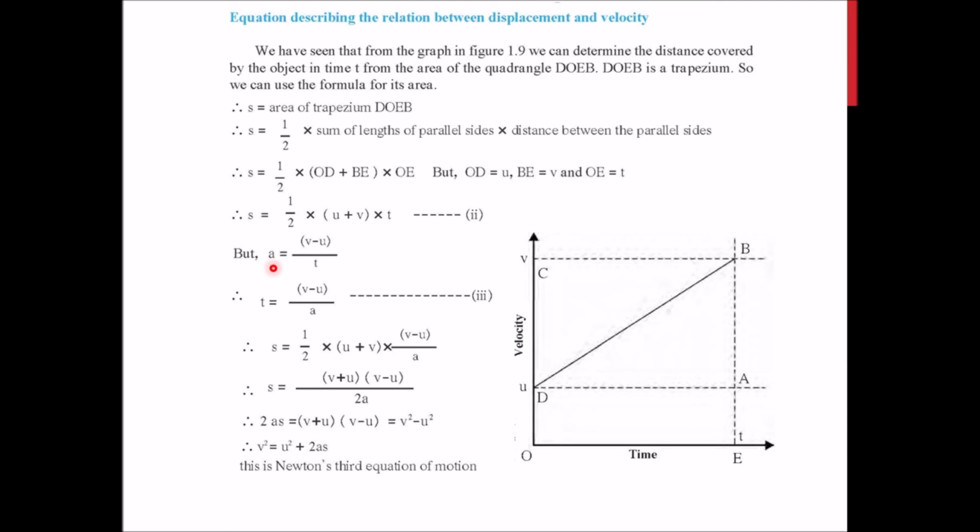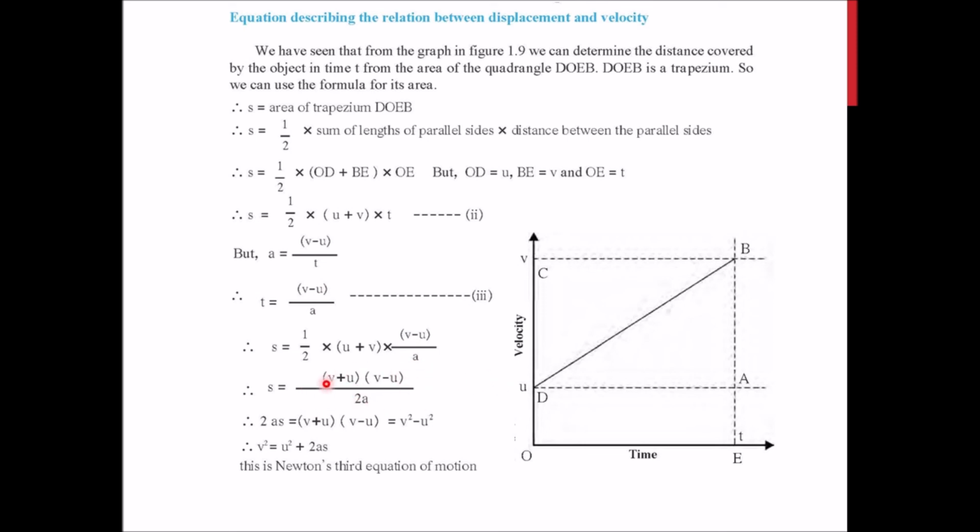But acceleration is given by final velocity minus initial velocity upon T. So acceleration is final velocity minus initial velocity upon time. Substituting the value carefully, T is equal to V minus U upon A. S is equal to half U plus V as it is. Here we are substituting the value of T, T equal to V minus U upon A.